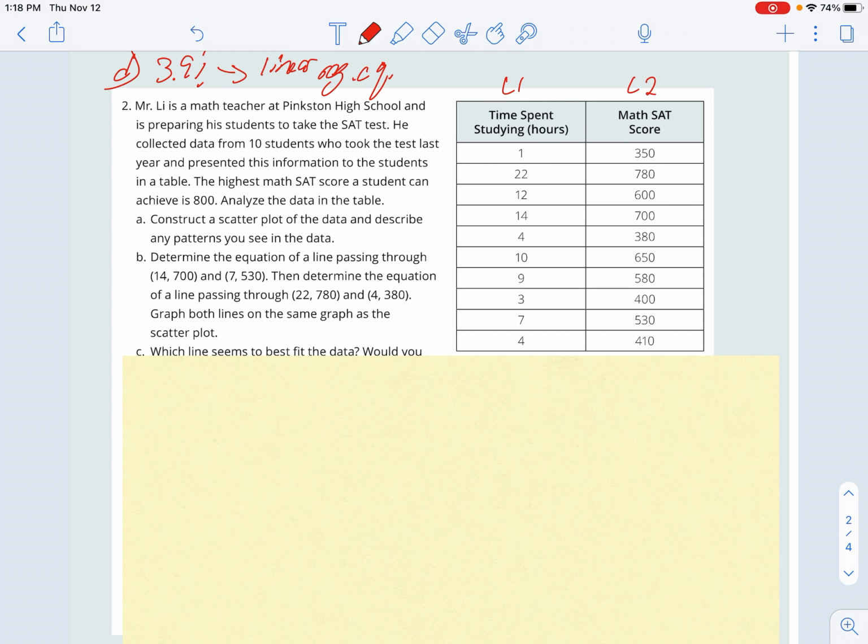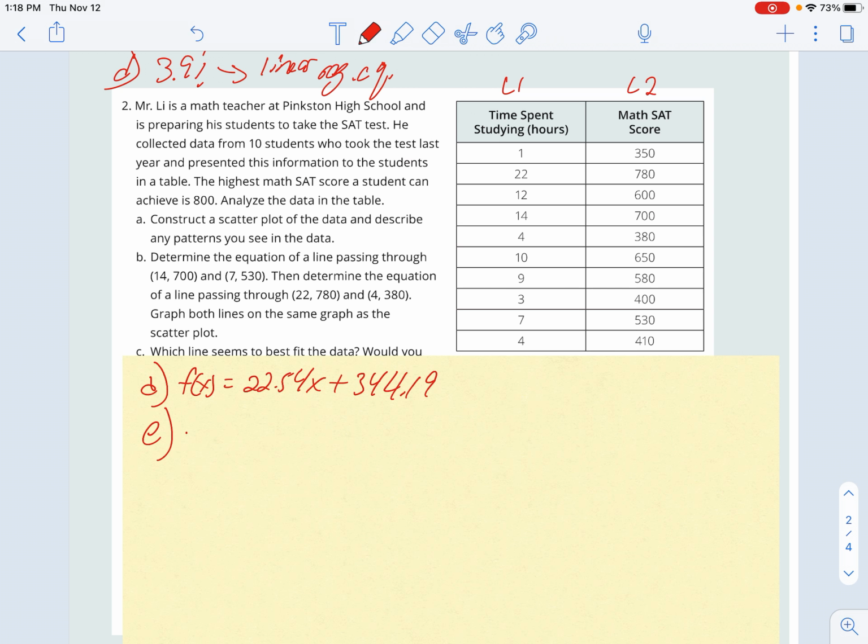Okay, so I'm answering letter D. We get y equals, or f of x equals, 22.54x plus 344.19. Now letter E says interpret the least squares regression equation in terms of the problem situation. So what that means is take what you put for letter D and tell me what each piece represents.